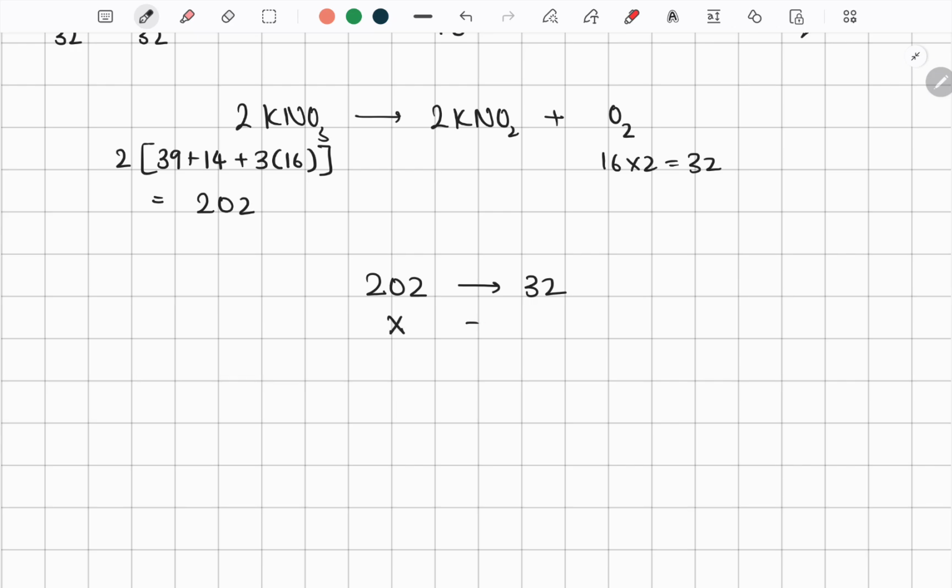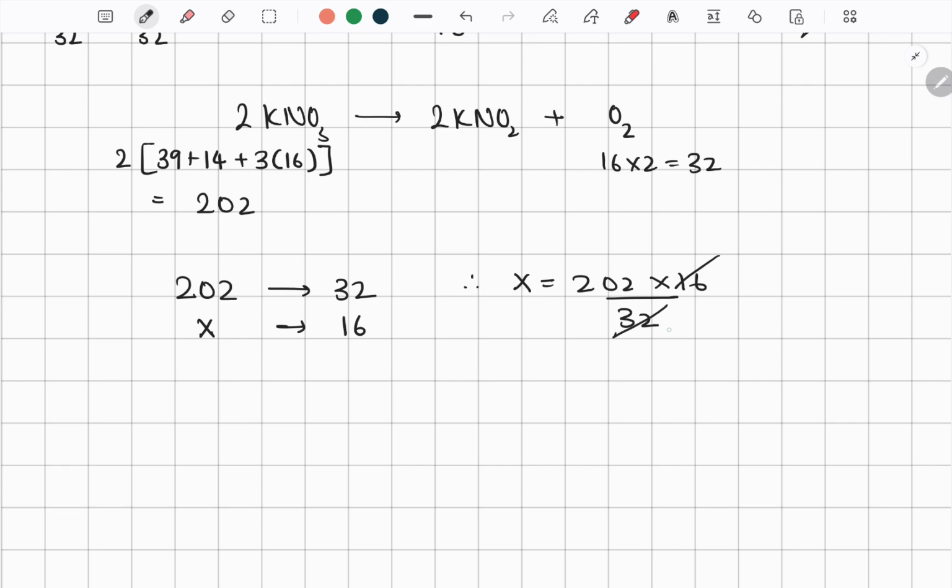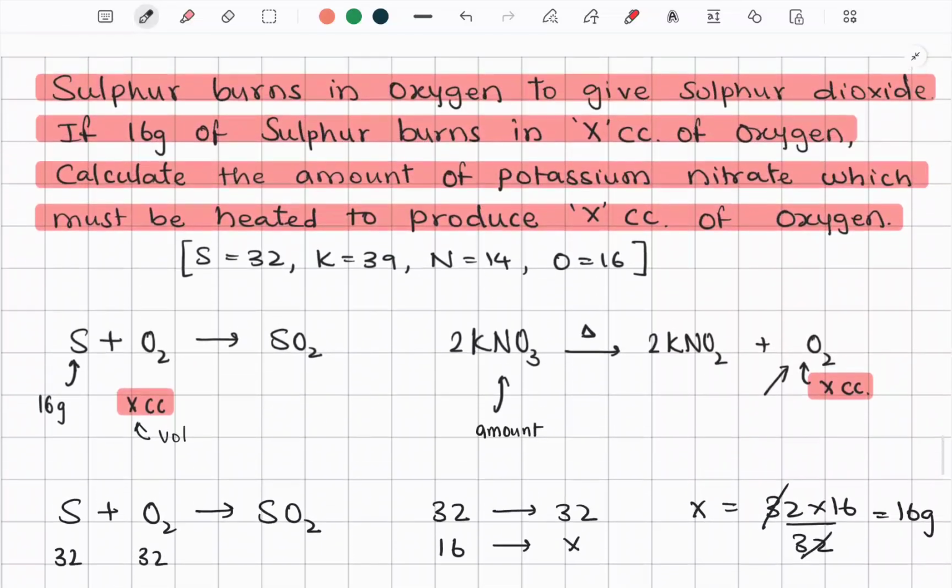Therefore x gram of KNO3 will give us 16 gram of oxygen. So x is equal to 202 into 16 divided by 32. 16 twos are 32, and when we divide, we get 101. So the answer is 101 gram. The amount of potassium nitrate required is 101 gram.